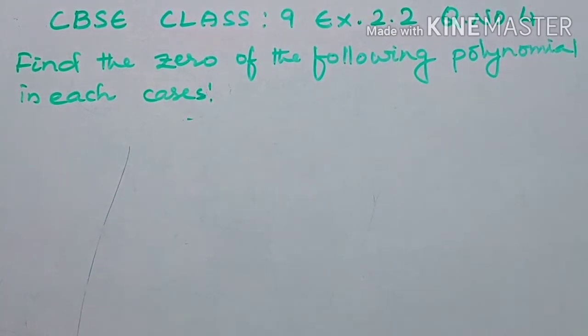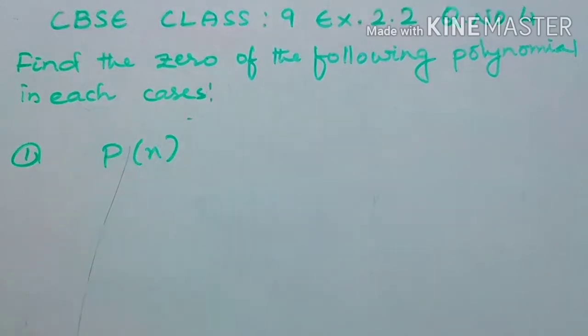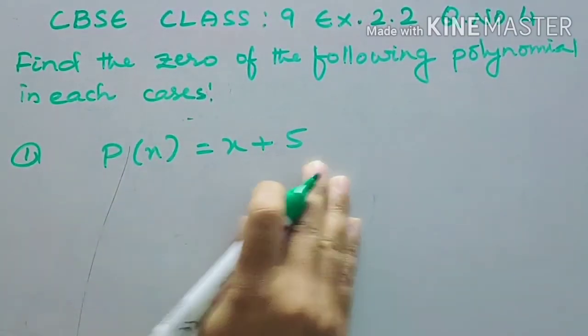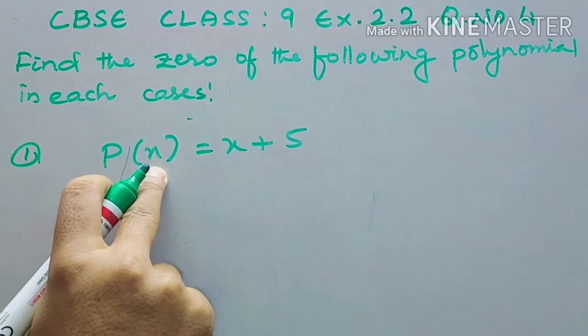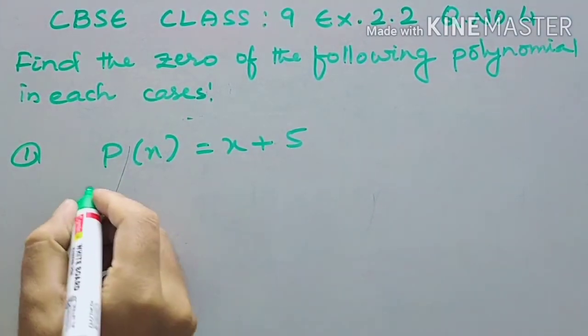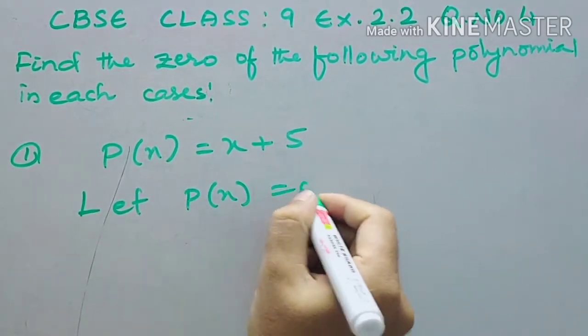Okay, and the first one, the question is p of x is equal to x plus 5. So for this polynomial, p of x means a polynomial in one variable. What is the variable now? x. So for this polynomial we want to find a zero. So what you are going to do, let p of x is equal to 0.